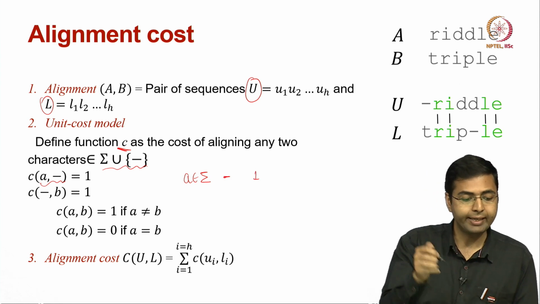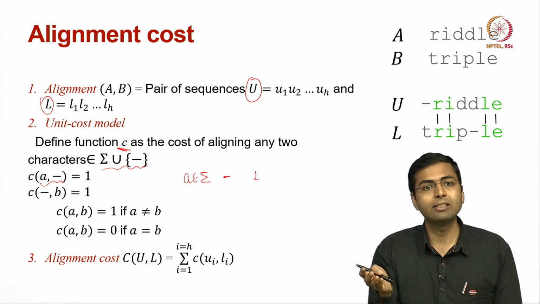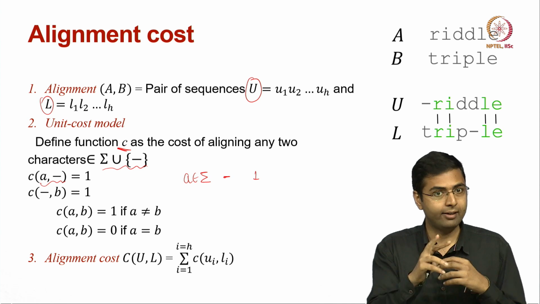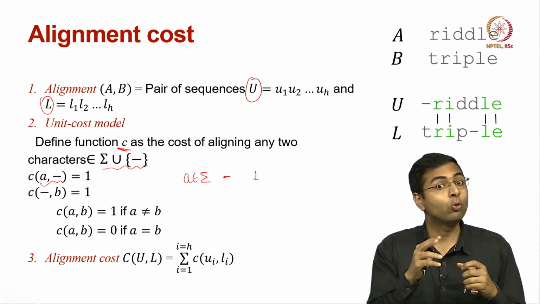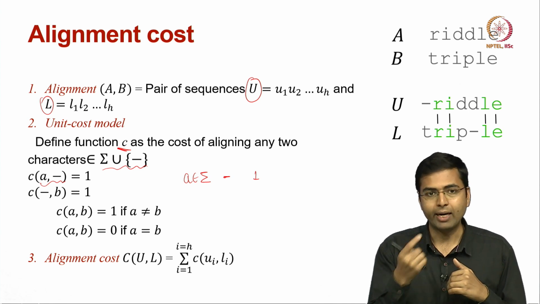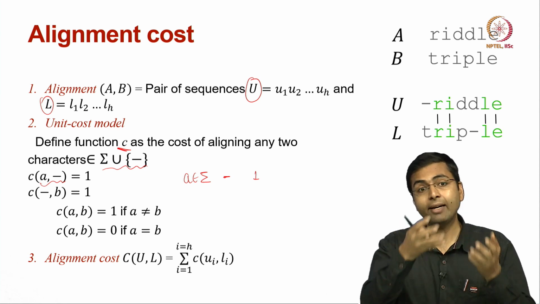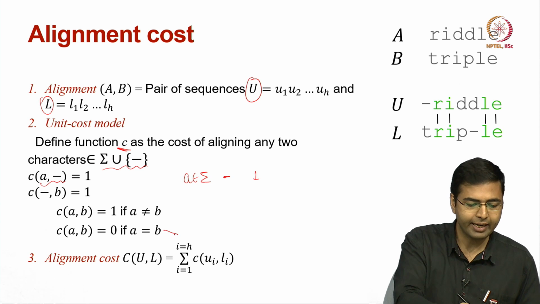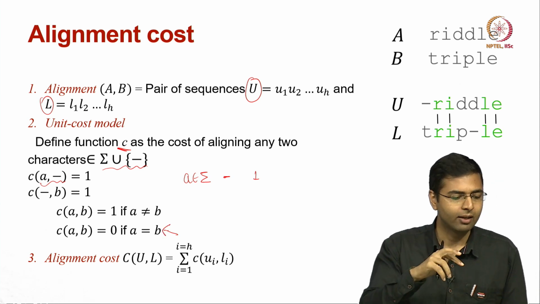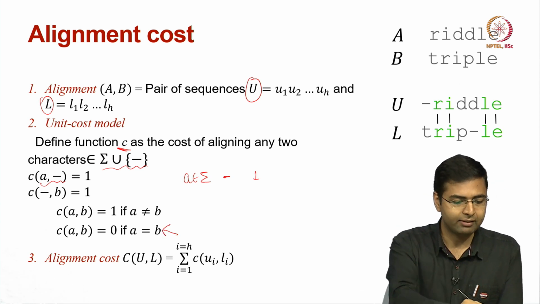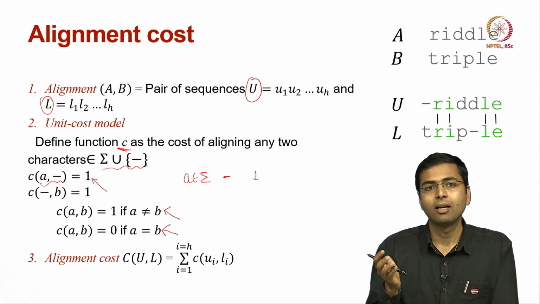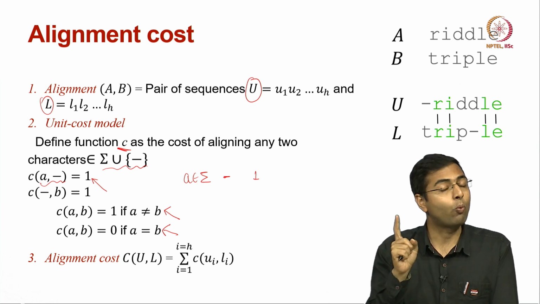Similarly, the cost of aligning a dash symbol to a character from alphabet sigma is also 1. The cost of aligning two characters A and B, if they do not match, is 1, but if the two characters match, then the cost is 0. That is, we are not penalizing at all if the two characters are equal, but in all other cases, that is when we have mismatches or when we are aligning a character to a dash symbol, we are penalizing a cost of 1.